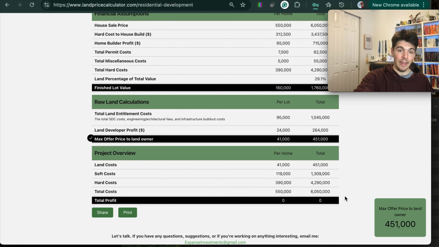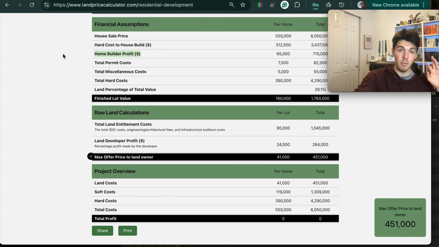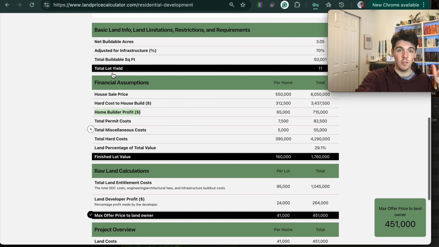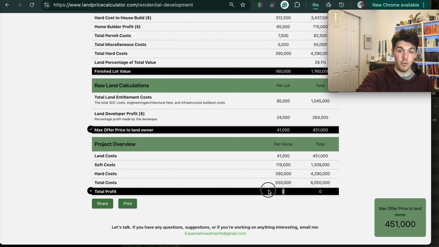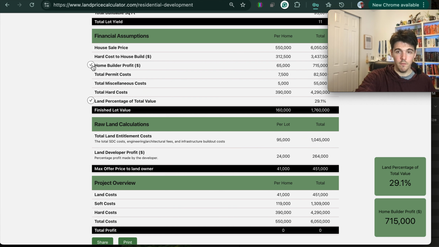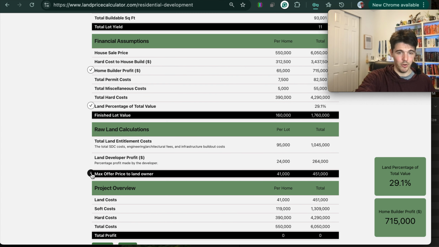$451,000. I say at most because that means your total profit is $0. Everything else is going towards the land developer profit, the home builder profit, fees, materials, everything else. And so if you want to make a profit on this development, you need to make sure this is the max number you pay. If you wanted to track other outputs, you just go over here and click.